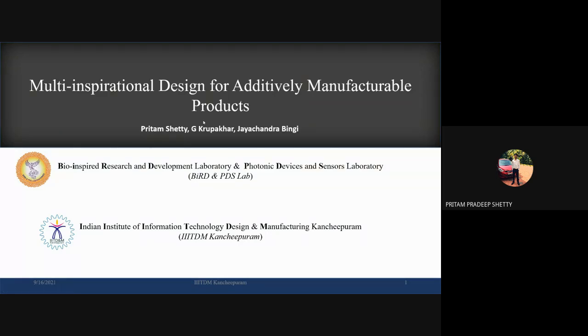By multi-inspirational design, what I mean is multiple bio-inspiration. It's not just inspiration from a single being or plant or something like that. It's from multiple natural sources that we incorporate into the system. And additively manufacturable product basically means we are resorting to 3D printing, fused deposition modeling, which is a very conventional 3D printing technique. And the device which we intend to make is fully 3D printable, right? So we'll move on to the first slide.